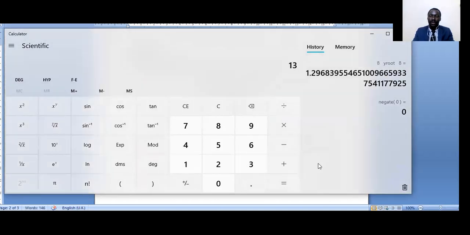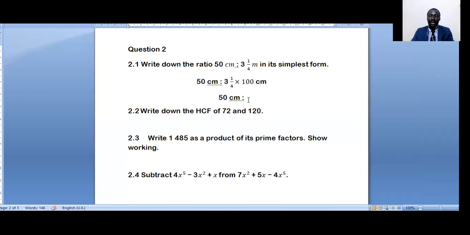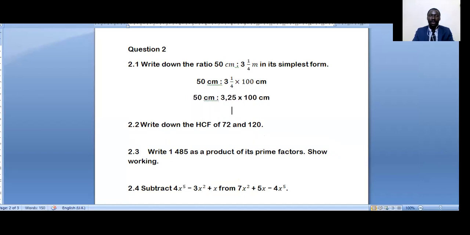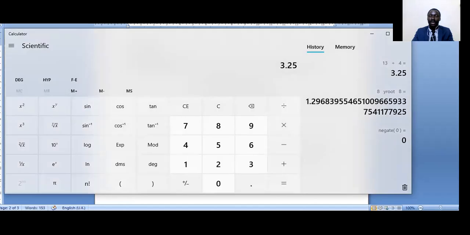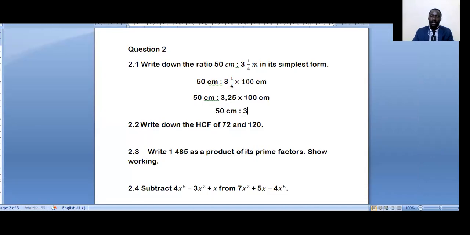So we'll be dividing it right here. 13 divided by 4. What do we get? We get 3.25. So what do we have here? We have 3.25 that we have to multiply with what? 100. So that we get it in centimeters. So what will that be in the next step? Well, this is going to be 50 centimeters to 3.25 times 100. 3.25 times 100 gives us 325 centimeters.